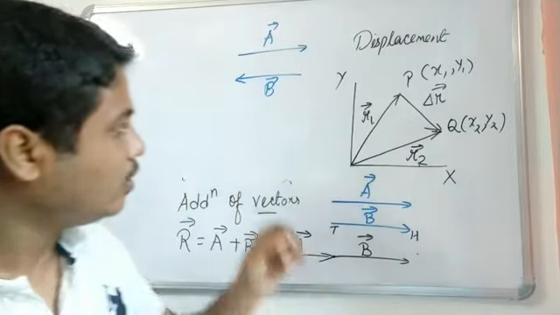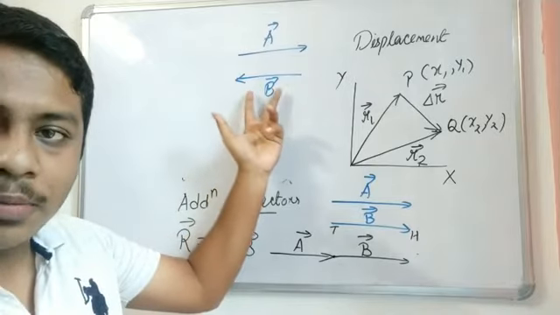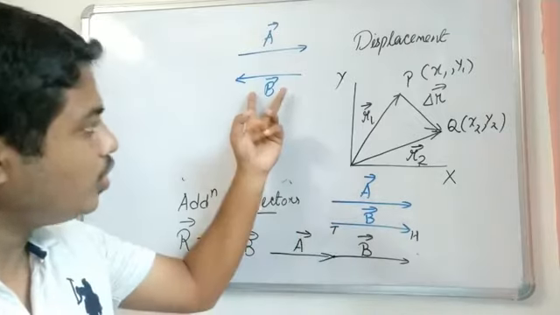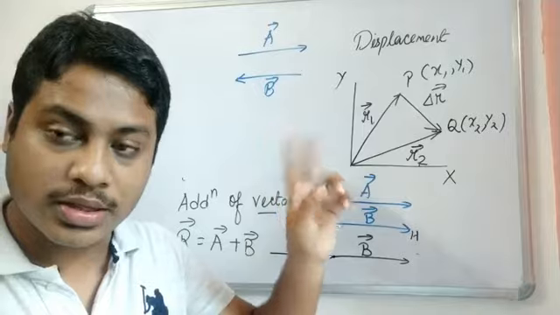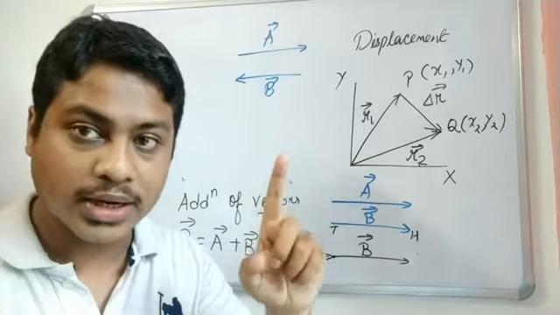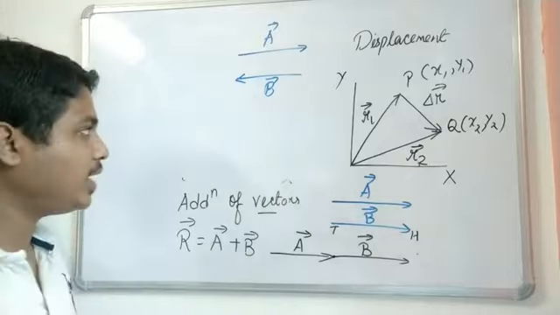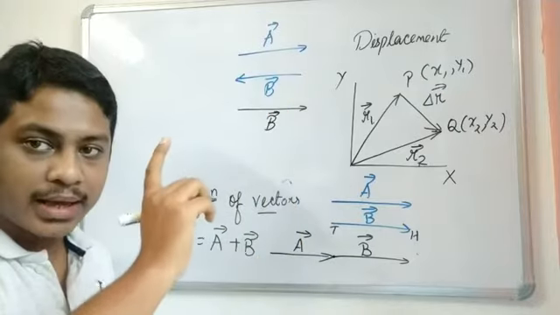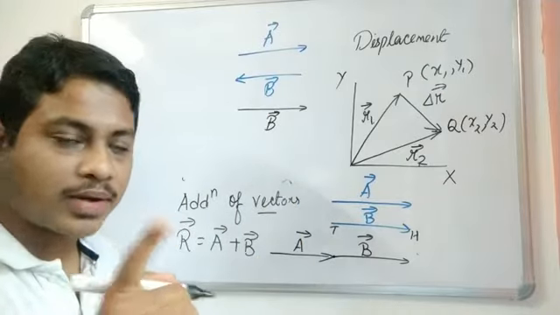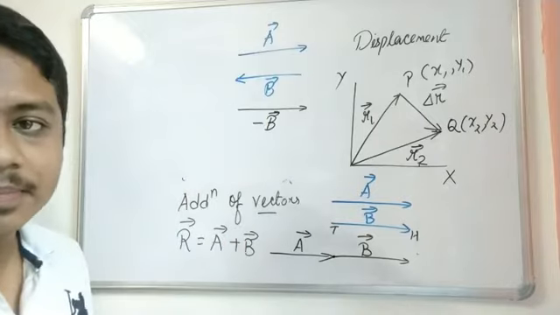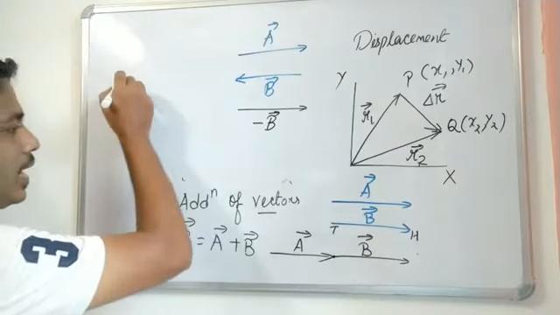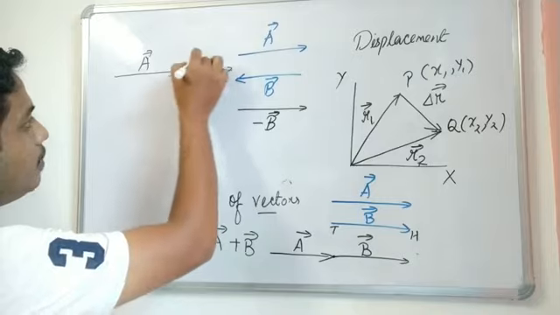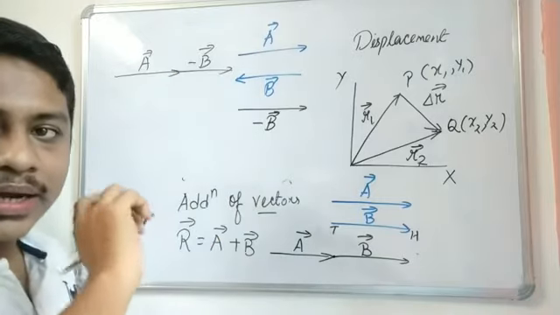So here, if you want to add or subtract, you have to change the direction of one vector. I will change the direction of this vector B. If I change its direction, this will become vector B, but since we have changed the direction, there will be a minus. Now, how can you add it? This is vector A, and the other vector will be minus vector B. This is how the addition should be done.